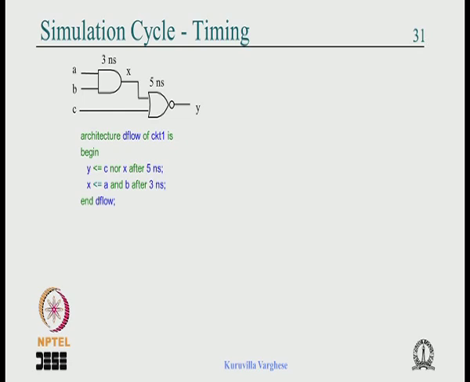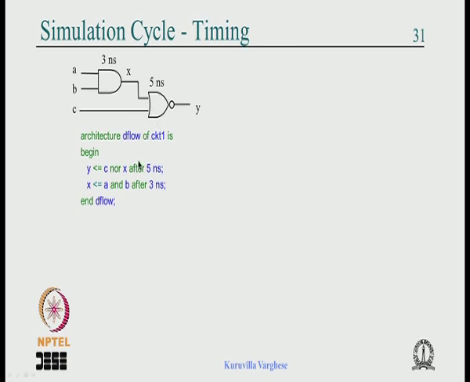So here we have a very simple circuit, an AND gate and a NOR gate, and A and B are going to an AND gate and the output of the AND gate is X. X and C, a primary input, are going to a NOR gate, whose output is Y, and the AND gate has a delay of 3 nanosecond and the NOR gate has a delay of 5 nanosecond, and we know that for the AND gate, 1 and 1 is 1. For the NOR gate, if any input is 1 the output is 0 because it is the opposite of the OR gate.